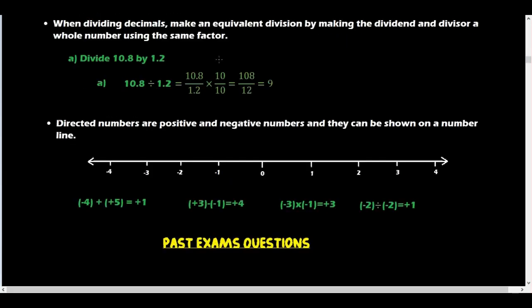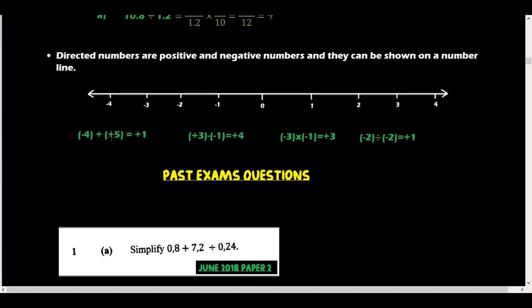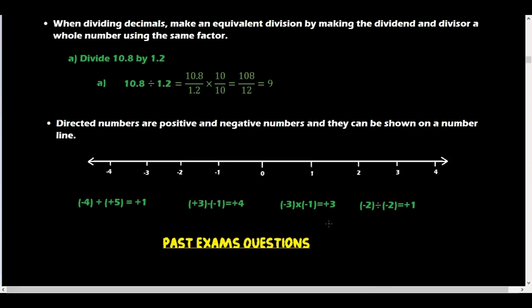Then when we are dividing, we first make the two numbers whole numbers. We find a multiple of 10 that we use to multiply the numerator and the denominator, so that both numbers are whole numbers. Then we divide. In this case, we have 10.8 being divided by 1.2. Then we get 108 over 12. Then we get 9. Then we have directed numbers. These are positive or negative numbers. Actually, they are integers that are shown on the number line.